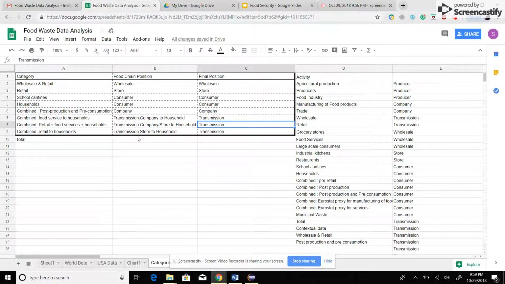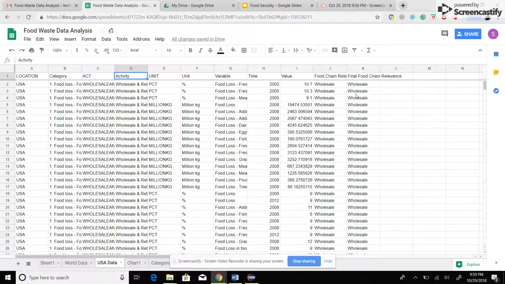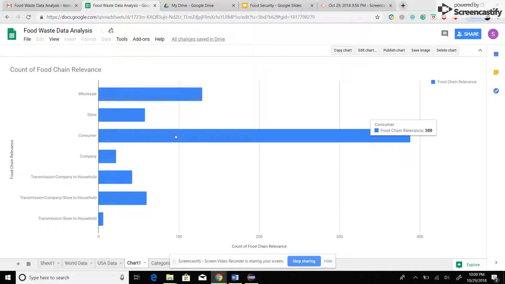As we can see, there are three categories over here, which are transmission. What we did is we gave it a final position, which combined all the different transmission losses into a single transmission loss. Using this, we then did a final food chain relevance of the food loss, to figure out how much food was getting lost at each step in the food chain. What we found out was this: most of the food is being wasted at the consumer end, whereas a lot of the food is also being wasted at the wholesale, store, company, and transmission stages.